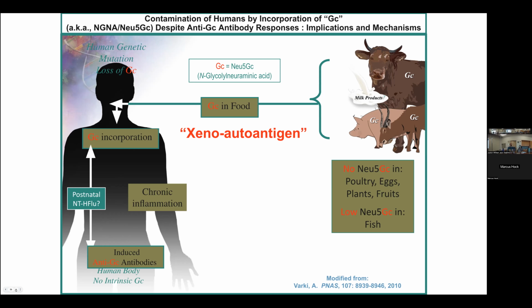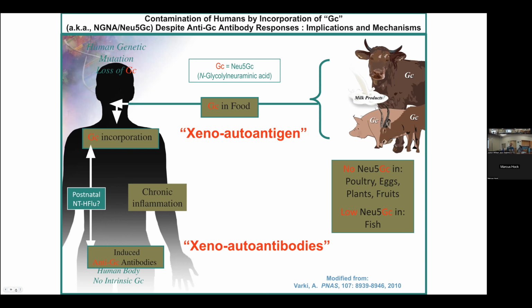So again, we don't express this naturally, but when we present it on the cell surface, it is reactive. The immune system sees it as a different sialic acid that has an oxygen on it. It's different. It is not self. And so once you have incorporation, you have antibodies directed towards it, and hence the term xeno-autoantigen: xeno, foreign; auto, self-antigen.